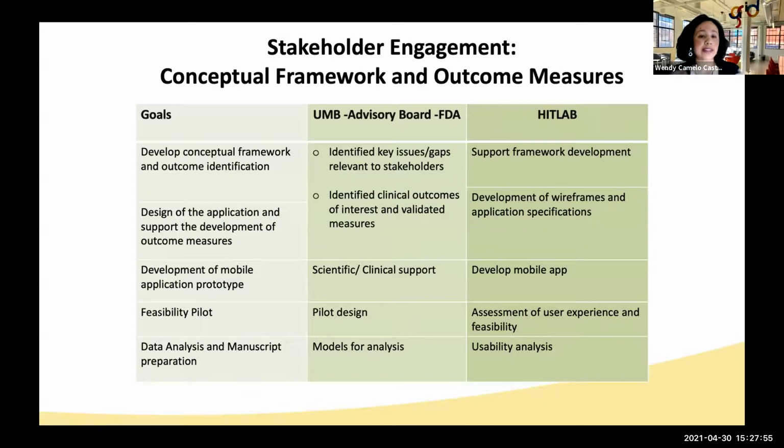This slide illustrates the different stages and contributions that our stakeholders have had throughout the project. We spent a year or more just on development and agreeing on the best measures that reduce participant burden, considering some of the sensitivities in this population. And currently, all our advisors are supporting us with recruitment activities to be able to meet our numbers for the feasibility pilot. Next slide, please.